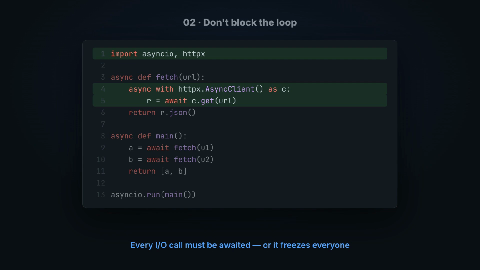The fix is a library built for async. Here, the HTTPX async client, and you await the call so it actually yields control. The principle: inside async code, every input-output call must be awaitable or it blocks everyone. If a library call isn't awaitable, it doesn't belong on the loop. Push it to a thread with run_in_executor. The intuition: if you're in an async function and you call something without an await that touches the network, the disk, or sleeps, stop. You just froze the loop.